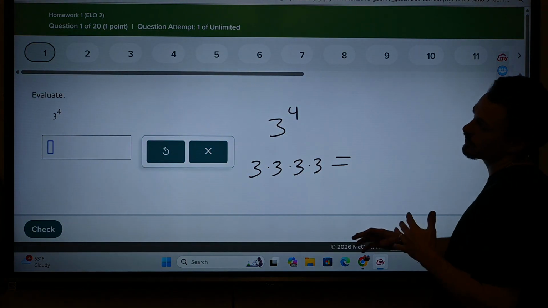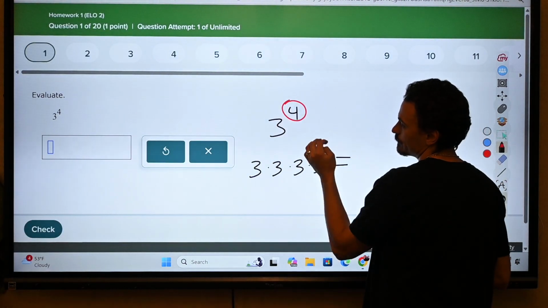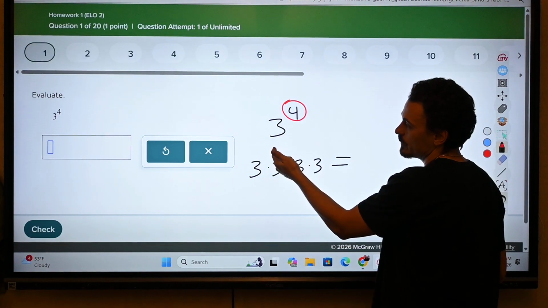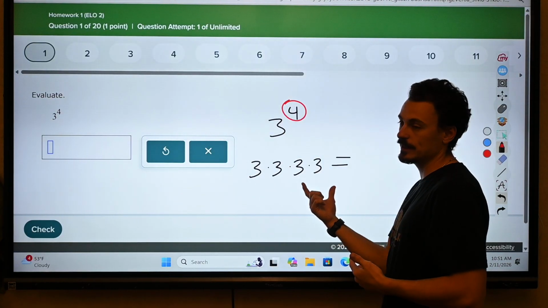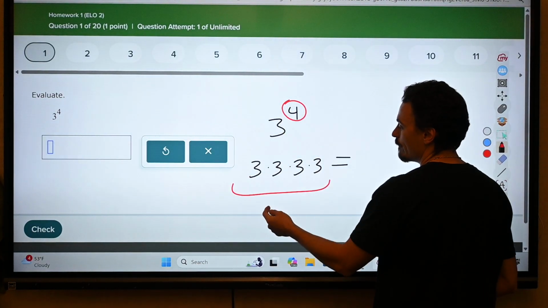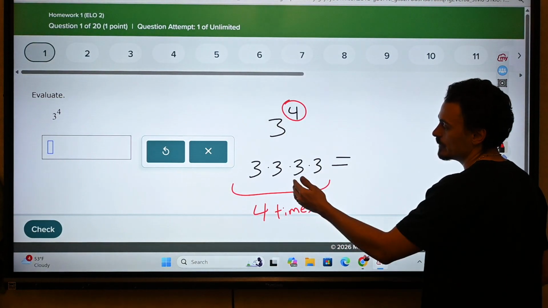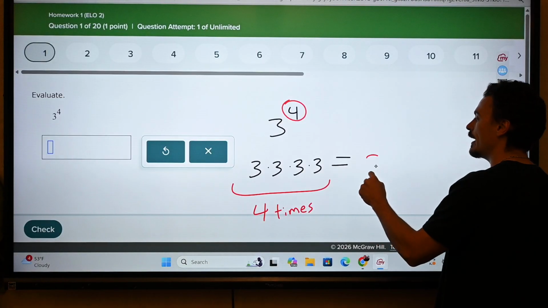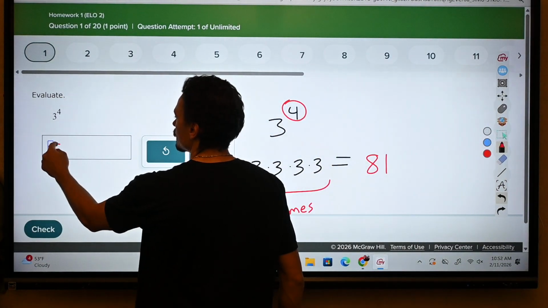First question of the homework, so the first 4 questions are just doing exponents. Every time you have an exponent, the exponent tells how many times the base, which is the 3 here, should multiply itself. So right here, that's why I write 4 3s. 3 times 3 times 3 times 3 is 81. So the answer would be 81.